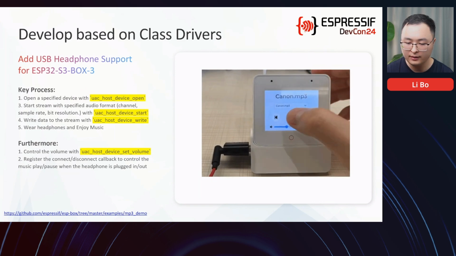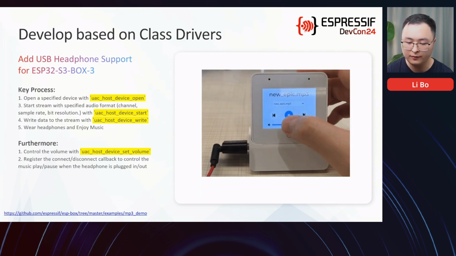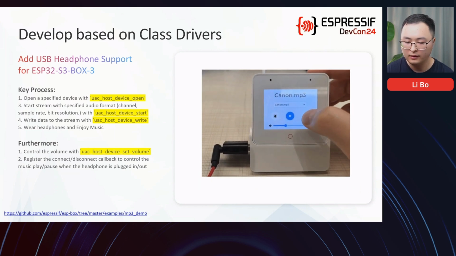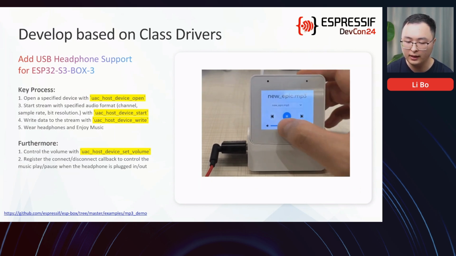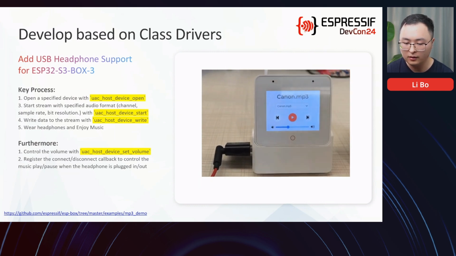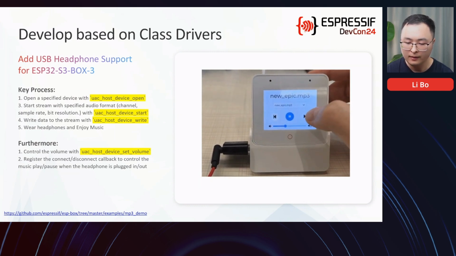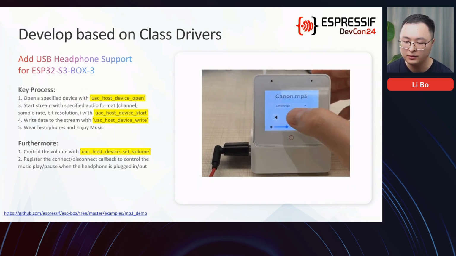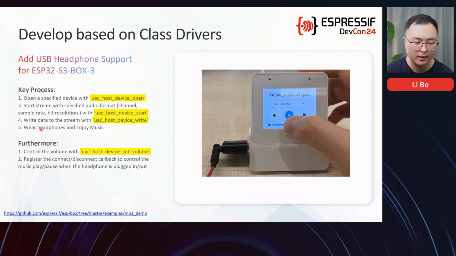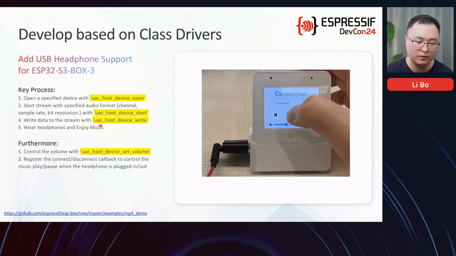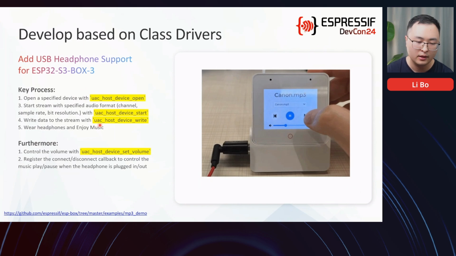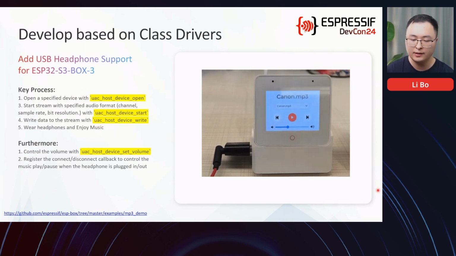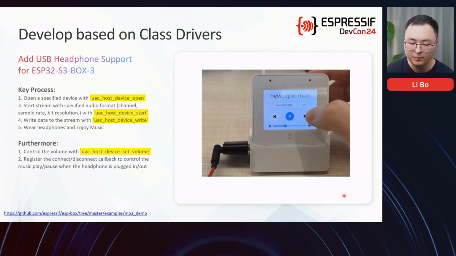Then we can start a speaker stream using the specified audio format. You need to configure the channels, the sample rate, the bit resolution, and the other audio configurations. With the USB host device start, a stream will be started in the background. Then you can call the write data API, like USB host device write, to write the data to the internal buffer. The internal buffer will finally send the data to the USB lane when the USB is in idle state.